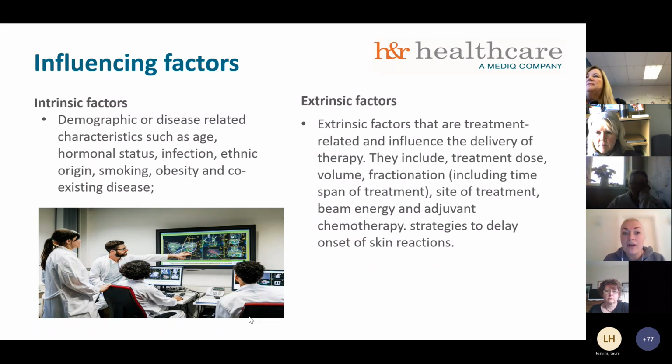And then obviously we've got the external factors. So those are the treatment-related ones that influence the delivery of therapy. They'll include the treatment dose, volume, fraction, the time span of treatment, site of treatment, the beam energy, and obviously any concurrent chemotherapy treatments. So it's really important that the goal is good skincare. So it's good skincare from the offset and any strategies to try and delay the onset of skin reactions or indeed reduce the degree of reaction that they may experience.